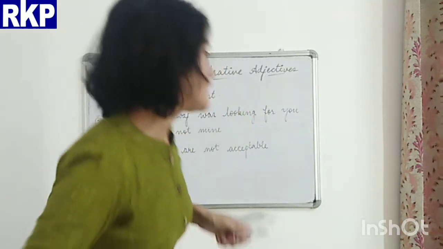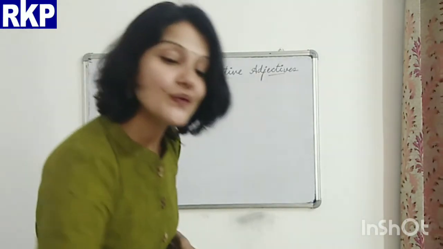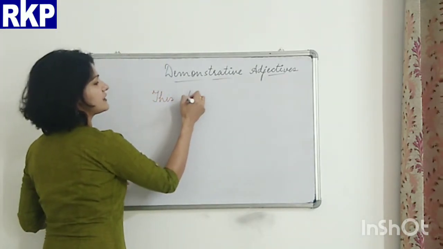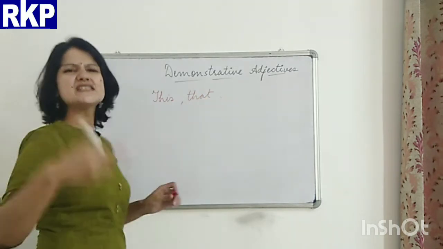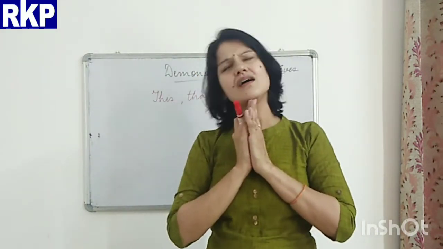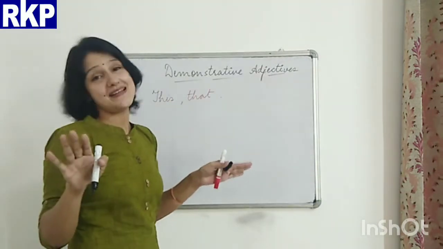Now there is one very important thing that I would like to discuss with you. Demonstrative adjectives are these only: this, that, and these, those. Now the confusion arises when you suddenly remember, yes, we have pronouns also: this, that, those, these. Then how do we identify these two things? It is very easy to identify.